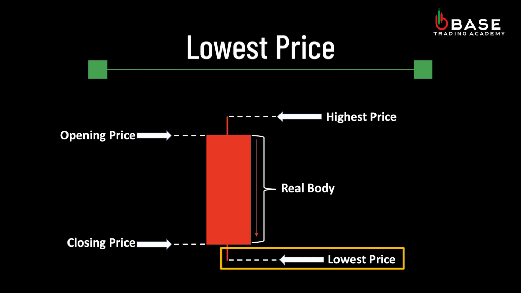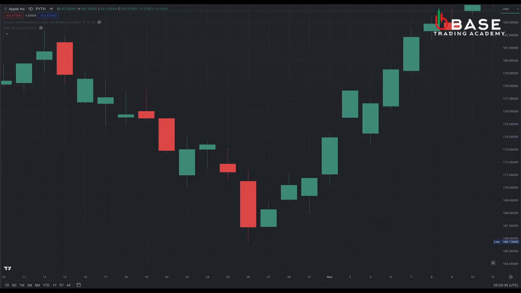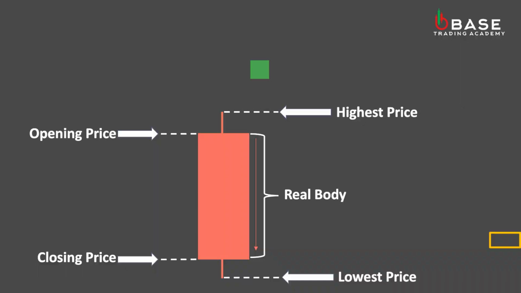The low signifies the floor, the lowest price reached by an asset during a specific time. Let's revisit the daily stock chart for Apple. This bearish single candle symbolizes one entire day, and the lowest price reached for that day was $165.